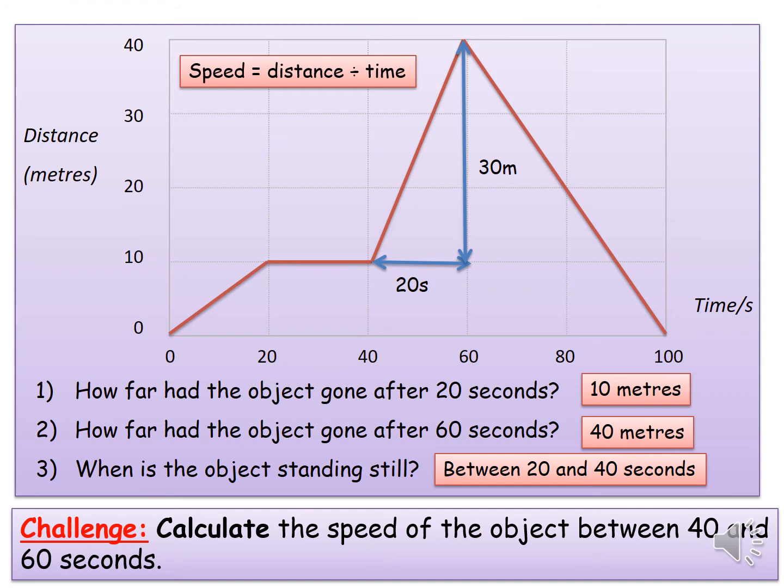Now if we place these numerical values into our equation, where speed equals distance divided by time, to calculate the speed we simply do 30 divided by 20, which tells us that during this time interval the object was moving at 1.5 meters per second. Don't forget, when you're calculating speed or distance or time, you need to make sure that you have the correct units after your answer.